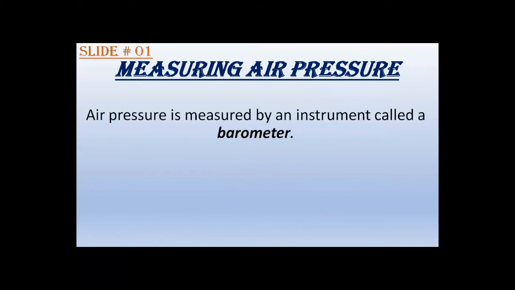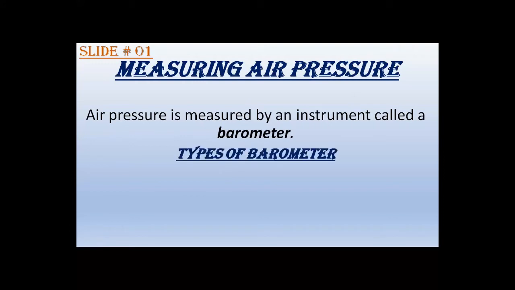What is air pressure and how can we measure it? The pressure of the air that is exerted on the earth is called the air pressure or atmospheric pressure. So how can we measure it? Air pressure is measured by an instrument called a barometer. A barometer is a device by which we can measure the air pressure or atmospheric pressure.